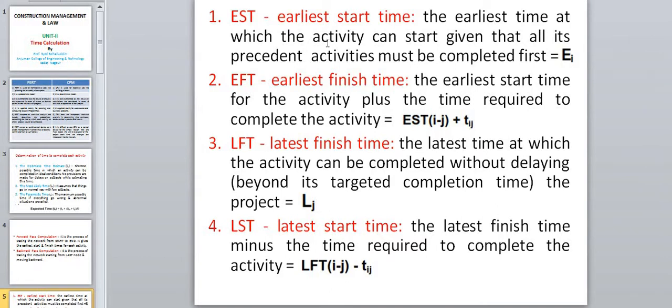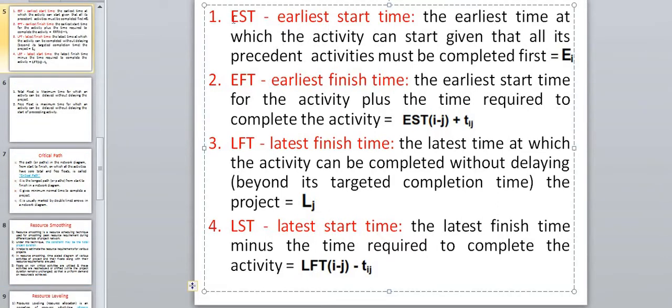Okay? So this first one is very important. We have to first calculate the earliest starting time. So in the network diagrams, we have to calculate this earliest starting time. Okay? The earliest starting time is nothing but the earliest time at which the activity can start, given that all its precedent activities must be completed first. So it is just a denotation. It is denoted as capital E, that is earliest starting time.